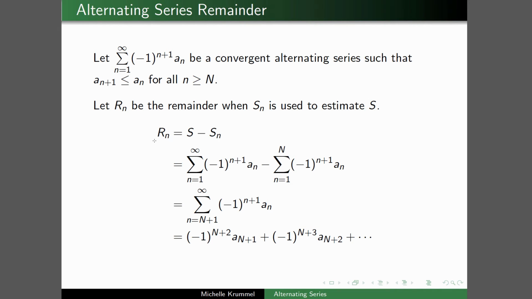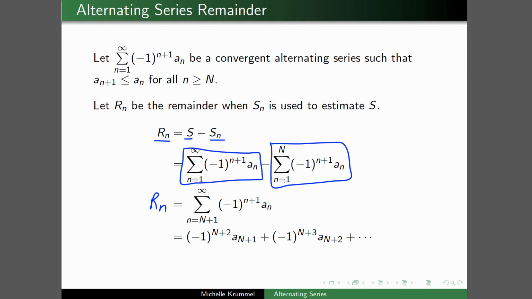So we have R sub n equals S minus S sub n. S is the infinite sum, S sub n is the nth partial sum we get by adding just the first n terms. So this series represents our infinite sum S. We're going from 1 to infinity, negative 1 to the n plus 1 a sub n. Minus, this is our nth partial sum. We're only summing the first n terms. So the difference between these two will give us our remainder, R sub n.